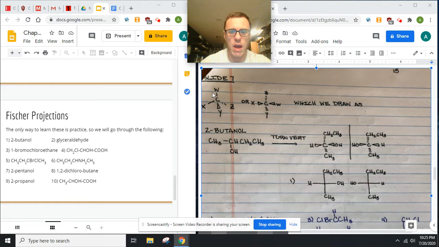So here you have your chiral center. I use WXYZ. There's nothing weird here. I just use these letters to show you there's four different things. What I can do is rotate this molecule in space and get it to look something like this.